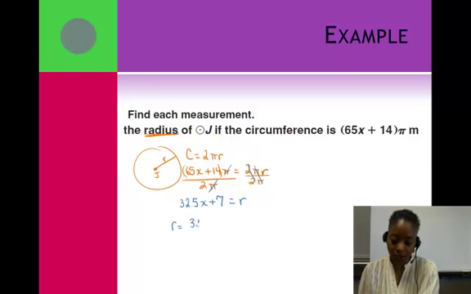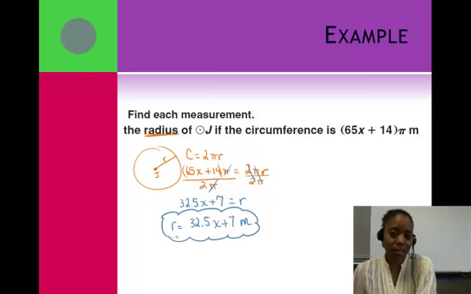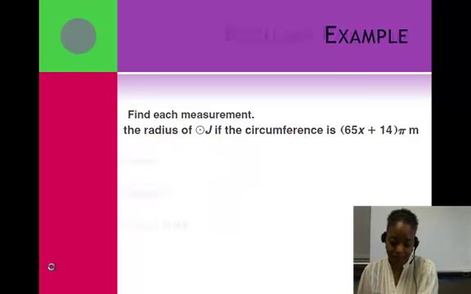And again, I don't want to forget my units. It's 32.5x plus 7, and then my units in this case are meters. So that would be the radius. And then if we were asked to find the area, we could just plug r into pi r squared and find the area.